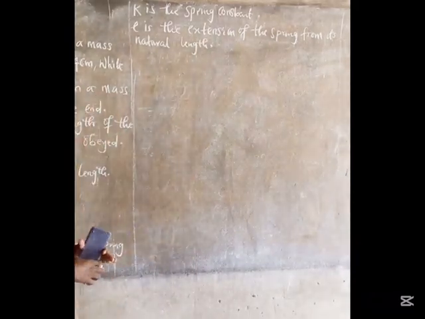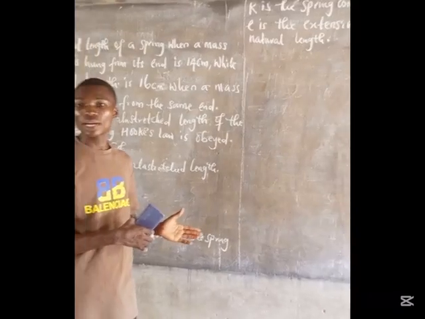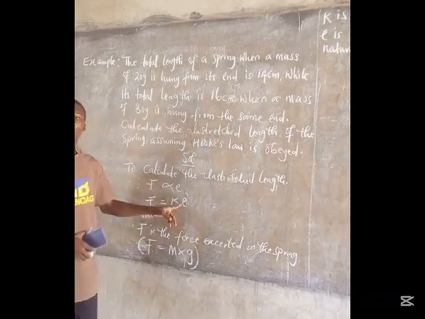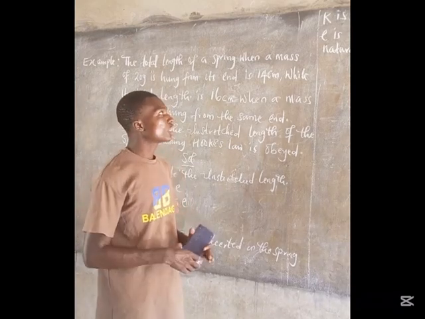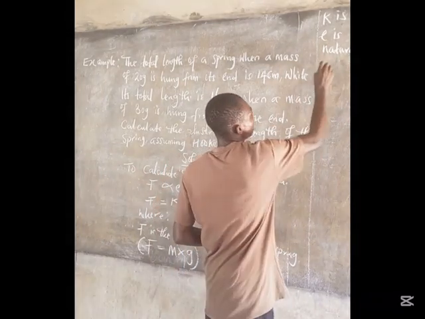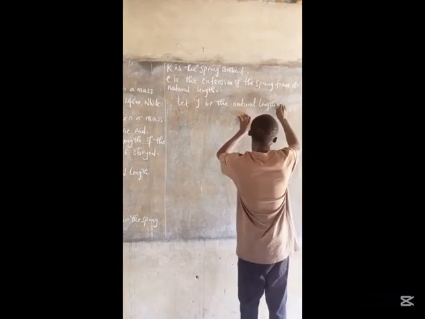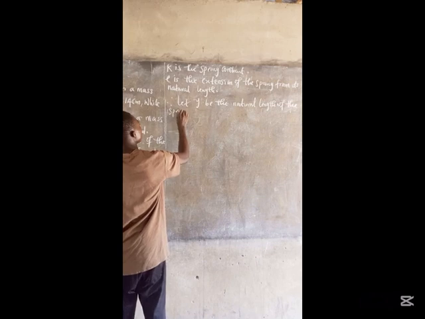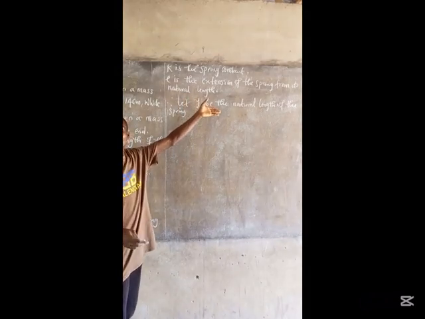Now, since you have obeyed Hooke's law, it is stated that provided the elastic limit of the material is not exceeded, the extension of the material, E, is directly proportional to the what? To the applied force. Now, the first thing you are going to do is what? E is the extension of the spring from its natural length. So I will easily say let Y be the natural length of the spring. So now you have already made Y the natural length of the spring.